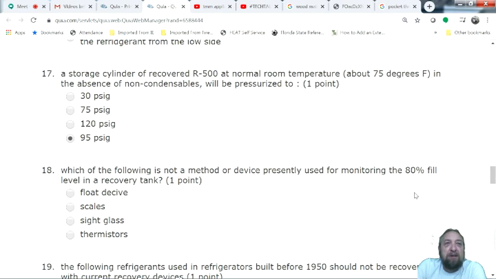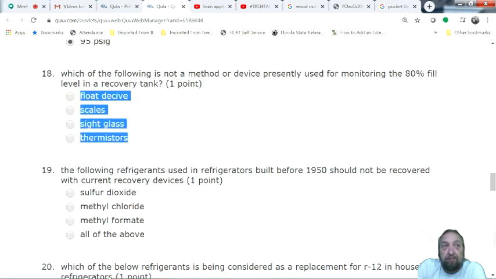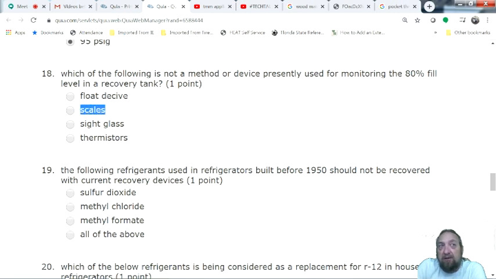Which of the following is not a method or device presently used for monitoring 80% fill? We talked about what? The float device was one of them, right? A scale is another. So we've got two left, a sight glass and a thermistor. Actually, the answer is sight glass. Thermistors are inside some tanks, and they use a thermistor to measure if it's filled with refrigerant.